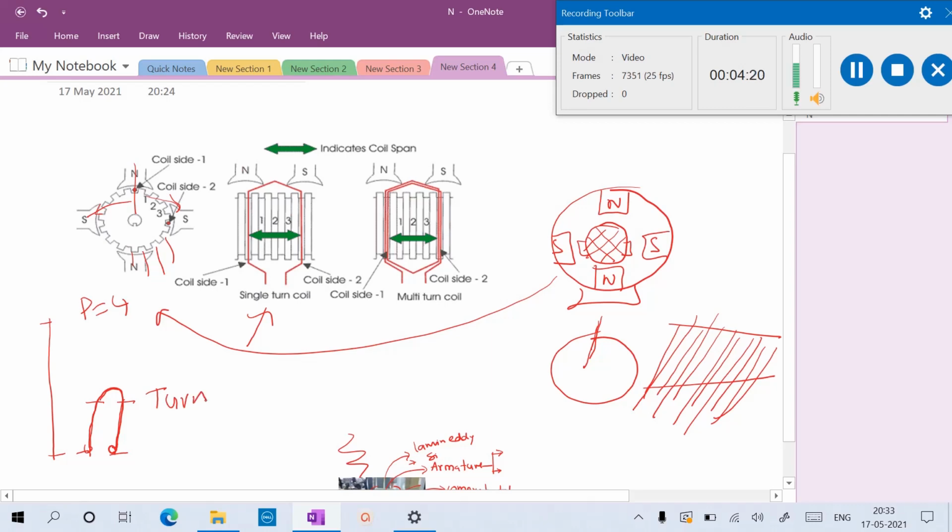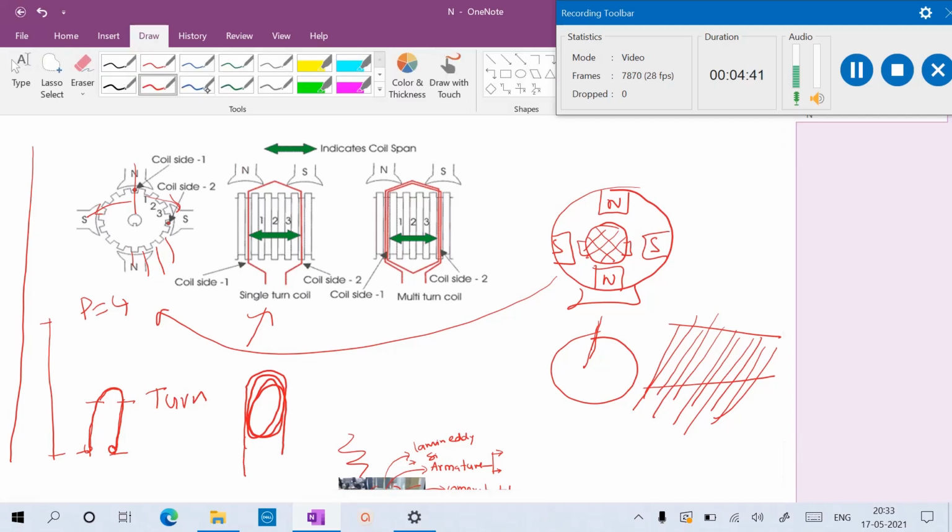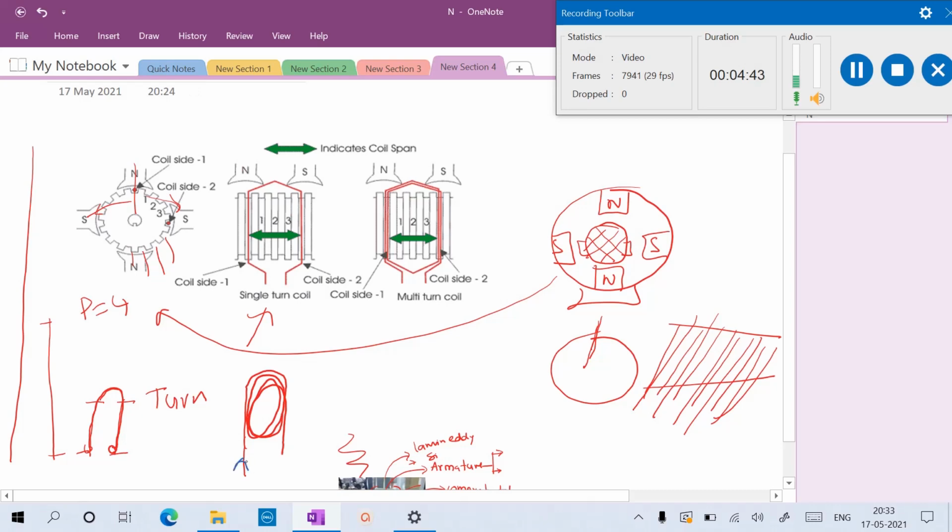Now suppose I require a longer conductor, so I make the number of turns more. Here there is only one conductor, so I take it here, it goes here, comes back here, goes here and comes back. That means the current that entered the coil goes around and, after completion, comes out here. Here, a turn is a single conductor.